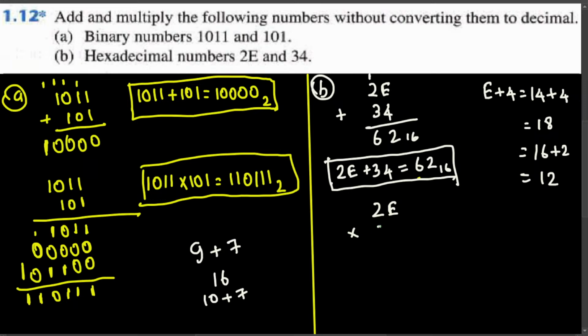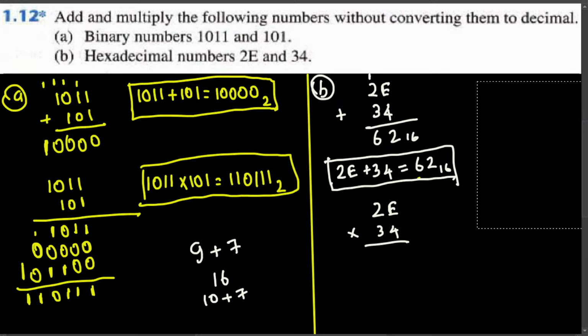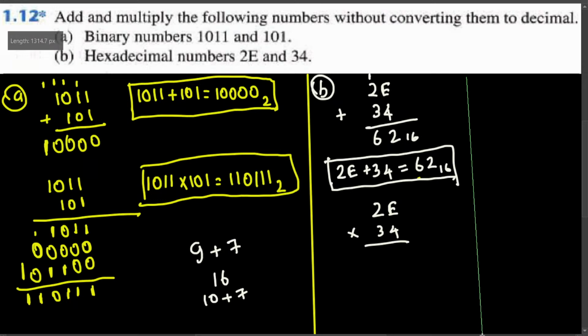times 34. Okay, so I'm going to erase this one here and do the multiplication process here. Let's do the multiplication process this side. So first, let's multiply the 4 by e and 4 by 2. So 4 times e, 4 times e is 14 in hexadecimal, so 14.